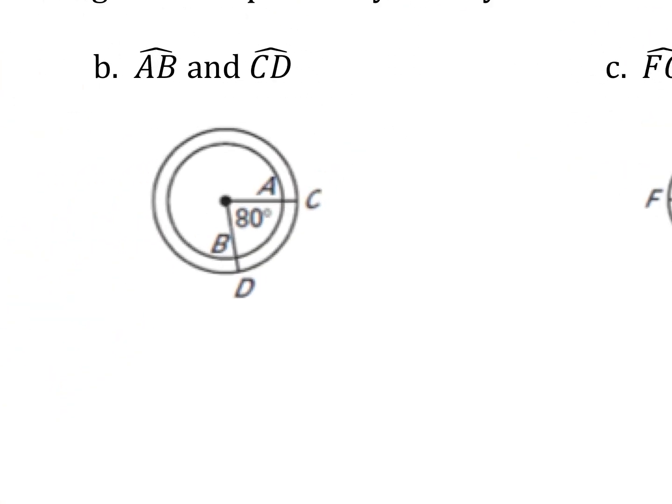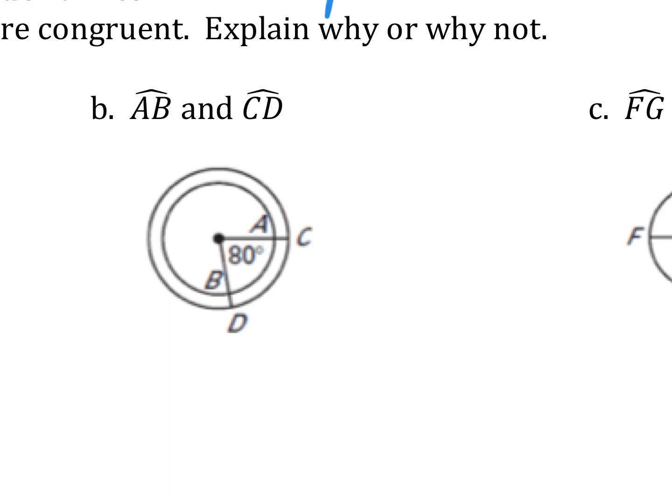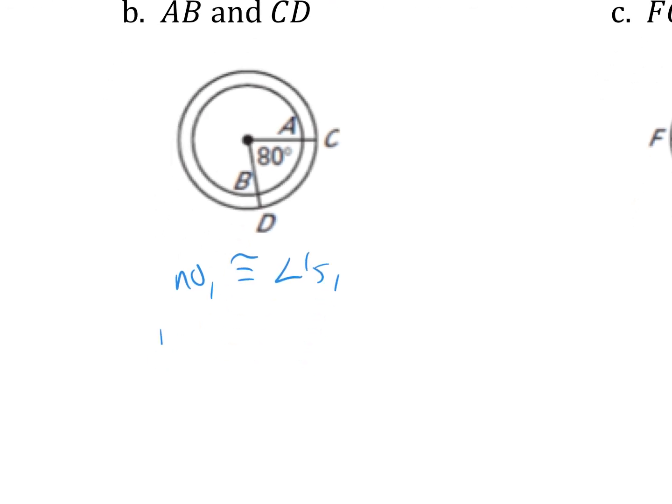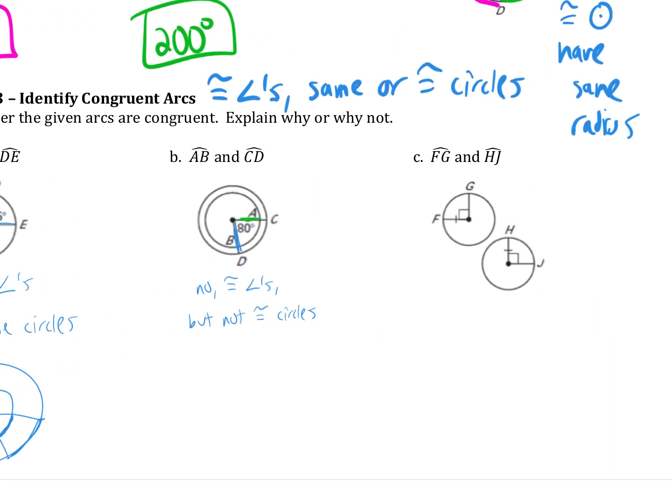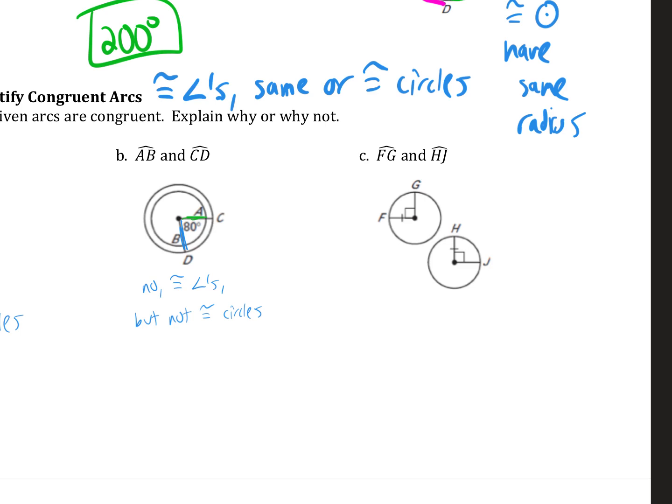All right, for B, looks like we have the same angle. These are both 80 degrees here, but are they congruent circles? No, we have congruent angles but not congruent circles. You see how the circles are two different sizes, right? This is the radius for the big one, and this is the radius for the small one. The blue one's definitely bigger. How about C? What do we think here?